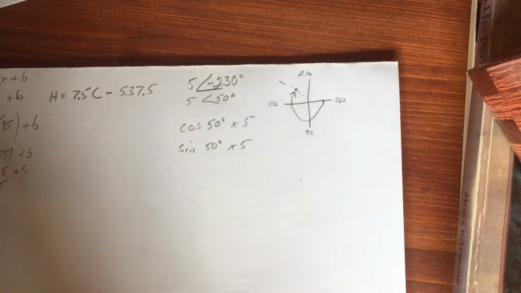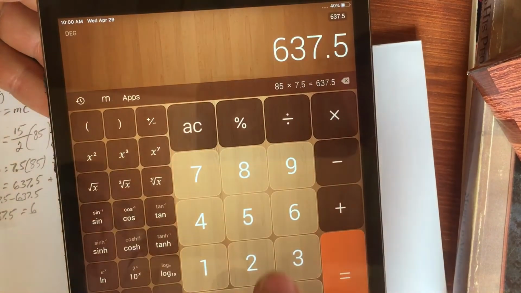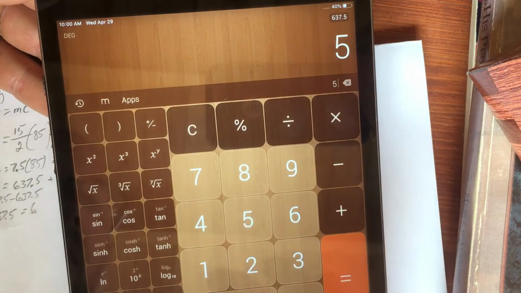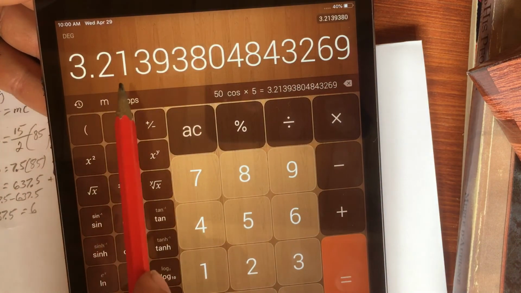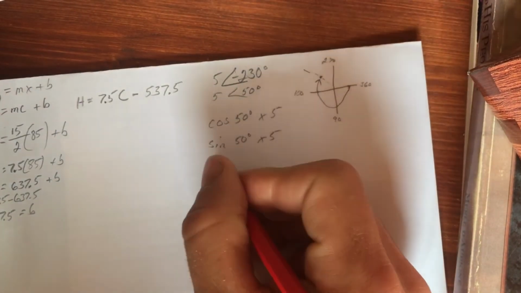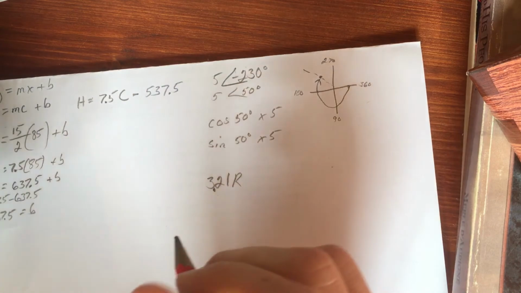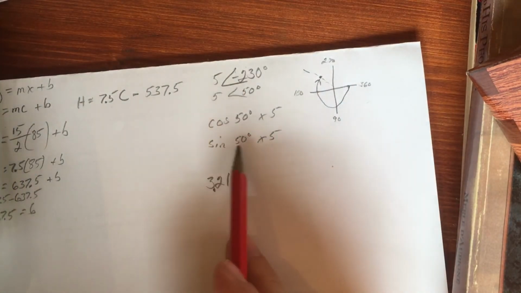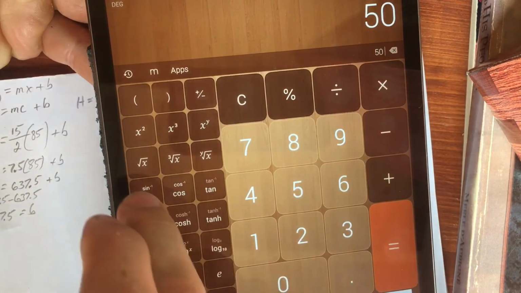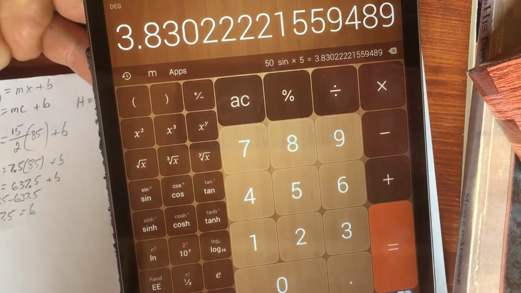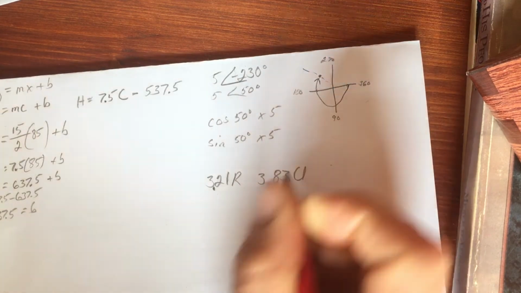So I'm going to punch that into my calculator just so you can see how this is going to work. So we're going to go cosine 50 degrees times 5. We're going to go all clear. 50 cosine times 5 equals 3.21 is going to be good enough. So 3.21, and the right always comes first, and then 50 sine times 5, clear, so 50 sine times 5 equals 3.83, so 3.83 up. Now, right and up.